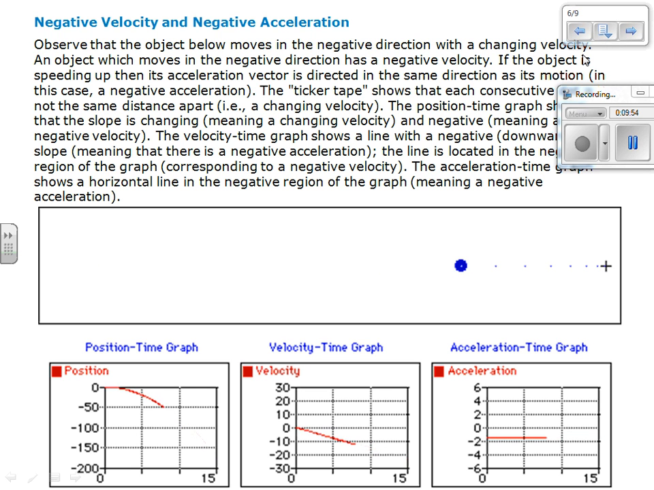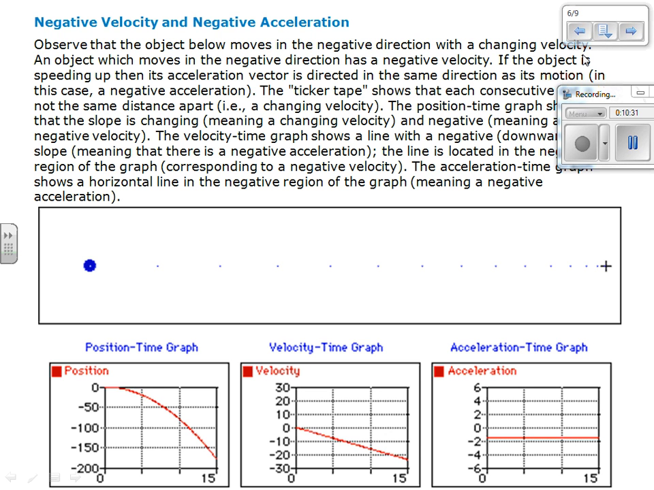Negative velocity, negative acceleration. My apologies. Every year I say I'm going to fix it, and I never do. Negative velocity, negative acceleration. That's all you need to write. Don't worry about writing all that other stuff. Negative velocity means it's moving to the left. Negative acceleration means that it's going to be speeding up to the left. Moving to the left and speeding up. Dots get farther apart because it's speeding up.